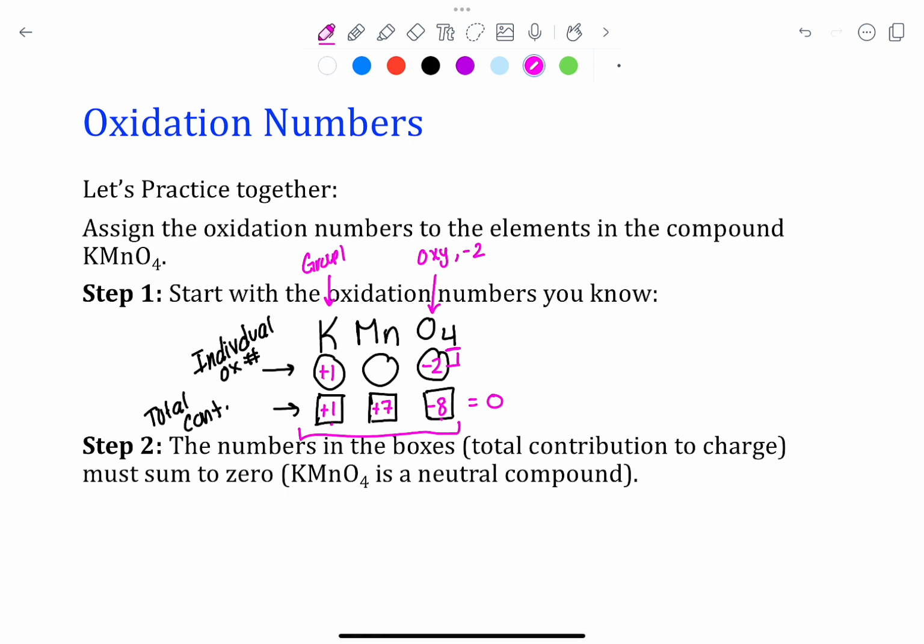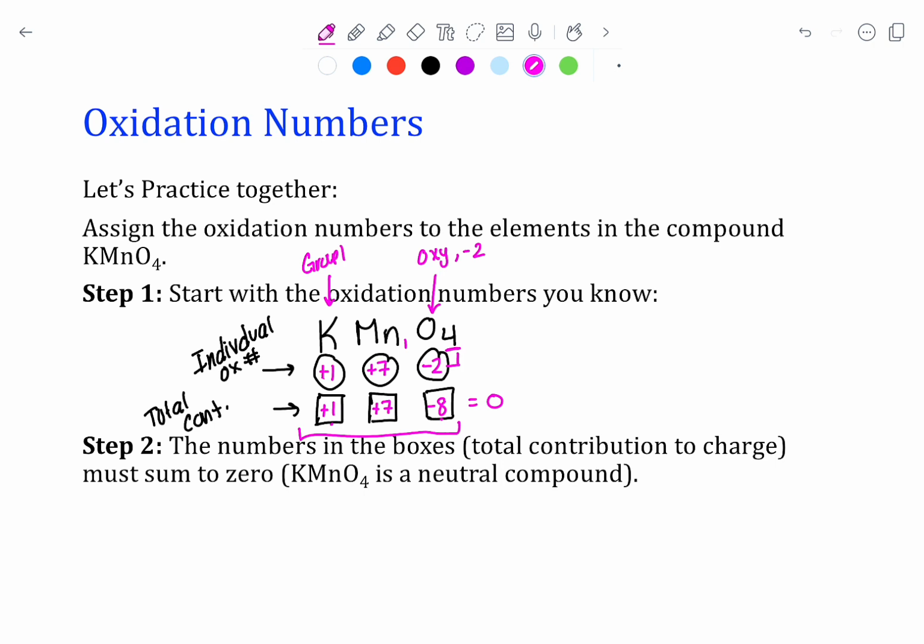+1 + 7, that's +8. -8 is 0. Since there's only one manganese, the individual oxidation number of manganese would be +7. Okay, so you now fill in the boxes in the same, kind of in like a reverse order. Again, very similar to a Sudoku.